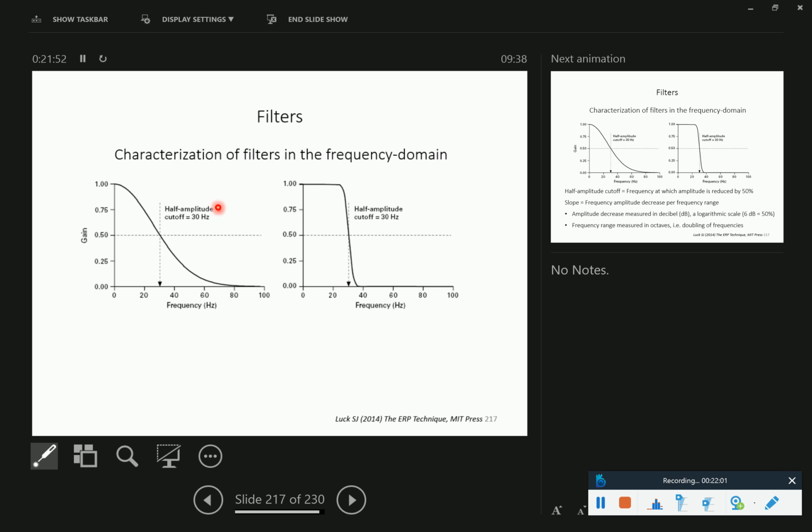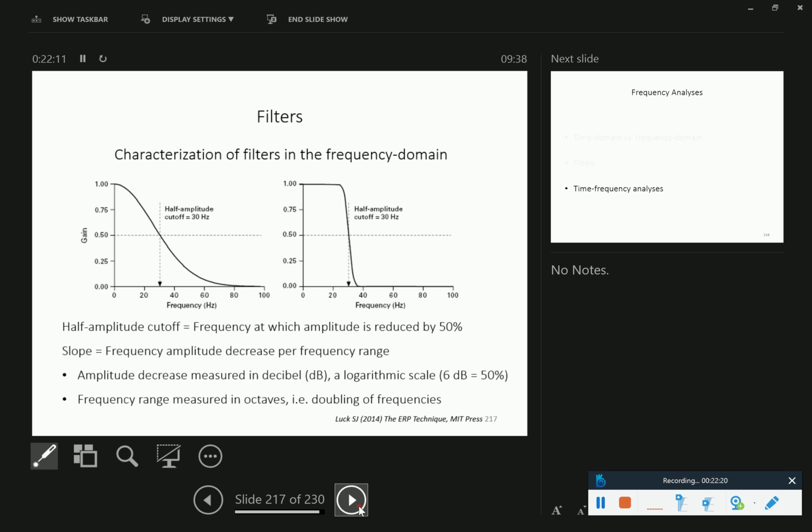And then the question is how steep that is, and this is the slope. This is a very common characterization of these kinds of weighting functions. If you have ever seen psychometric functions, you can have the same or some different parameterization of these functions. It's not something very specific to filters. So one can talk about the half amplitude cutoff, the frequency at which the amplitude is reduced to 50%, or the slope, the amplitude decrease per frequency range, like you would always define a slope.